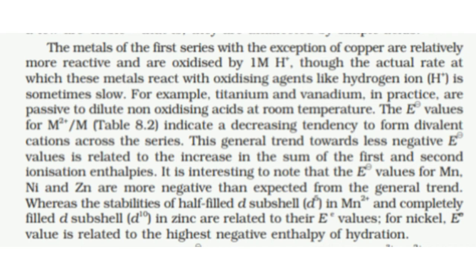The E0 values for M2+/M indicate a decreasing tendency to form divalent cations across the series. The general trend towards less negative E0 values is related to the increase in the sum of the first and second ionization enthalpies. It is interesting to note that the E0 values for Mn, Ni and Zn are more negative than expected from the general trend, whereas the stabilities of the half-filled d subshell, d5, in Mn2+ and the completely filled d subshell, d10, in zinc are related to their E0 values. For nickel, the E0 value is related to the highest negative enthalpy of hydration.